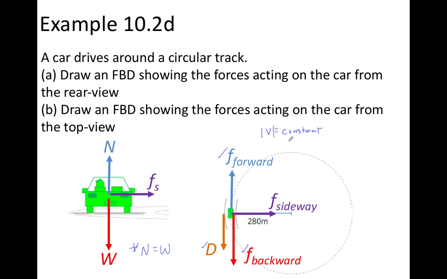If the speed of the car is constant, those forces are going to end up canceling, and the forward friction is going to have to equal the sum of the drag and the backwards friction in order for the car to maintain a constant speed.